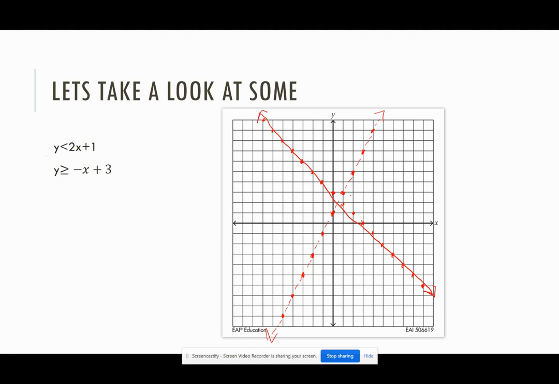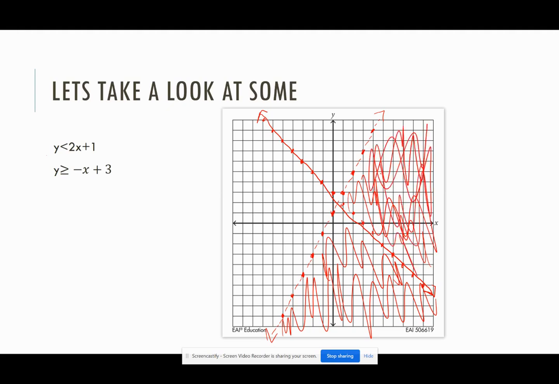So now we're going to look at the first line. You could do this separately, meaning look at the first line, then shade, then look at the second and shade. I decided to do it together. I'm going to shade in red for this side. If y is less than 2x plus 1, I could plug 0, 0 in. Is 0 less than 1? Yes. So we're going to shade that side where 0, 0 is, all around. Doesn't matter that that line is there.